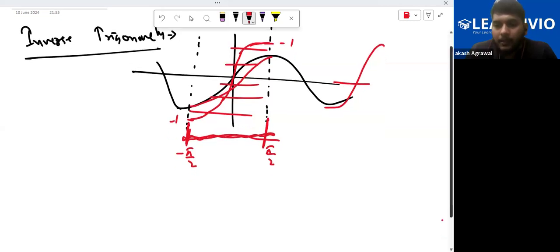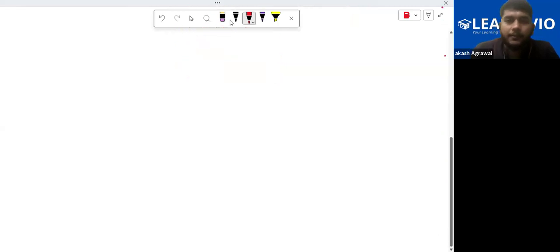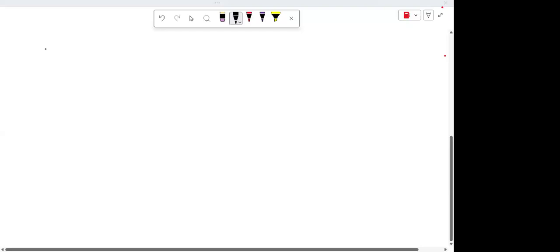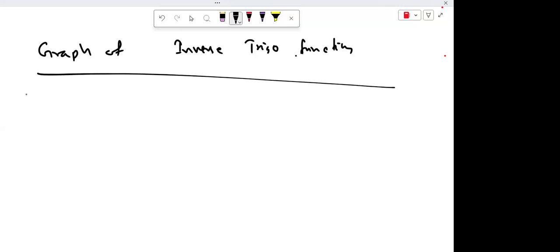Okay, so let's jump into inverse trigonometric functions and their graphs. Write down: graphs of inverse trigonometric functions. Very important. First one is sin x and sin inverse x. Here I'll show you what sin x looks like, and here I'll show you what sin inverse x is.